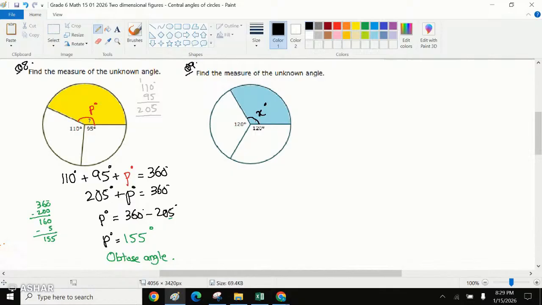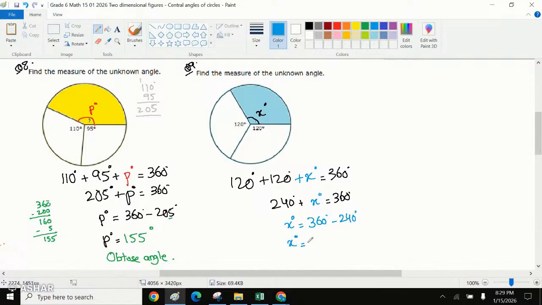We know that the given angle was 120. 120 plus x degrees should be equal to 360, right? 120 plus 120 is 240, plus x would be 360, and x comes out to be 360 minus 240. Can anyone give me an answer? What is 3? Yes. Thank you. It comes out to be 120 degrees, and this is an obtuse angle.